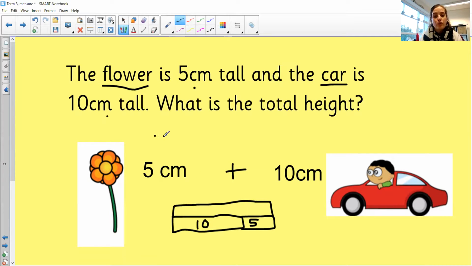Okay, so we could draw if we're not entirely sure. And our number is, remember, we have our 10s before our 1s. The 10s come before the 1s. We look at the 10s before the 1s. We say that over and over again, don't we, in class? The 10s come before the 1s. We look at the 10s before the 1s. 15 centimetres is the total height of the flower and the car.